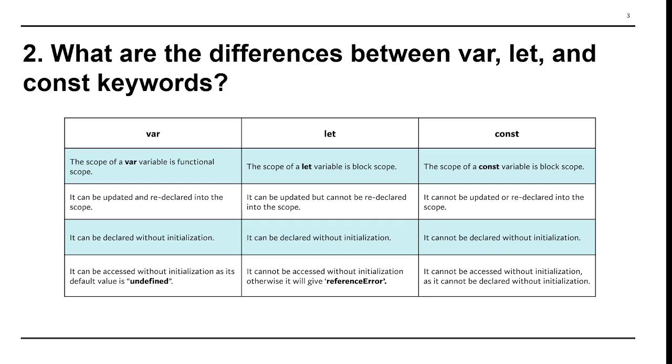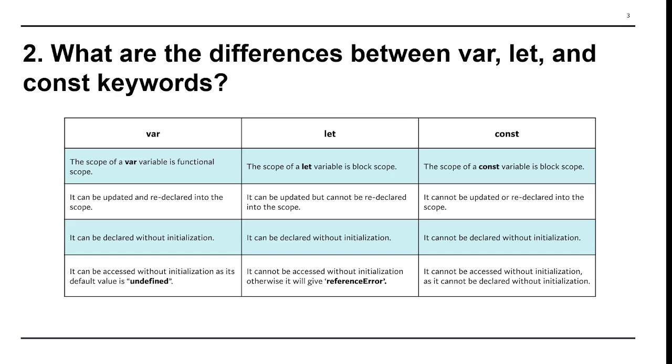The next question is, what are the differences between var, let, and const keywords? The scope of a var variable is a functional scope, but the scope for let and const variable is block scope. Var variables can be updated and redeclared into the scope. Let variable can be updated but cannot be redeclared into the scope. Const keywords cannot be updated or redeclared into the scope.